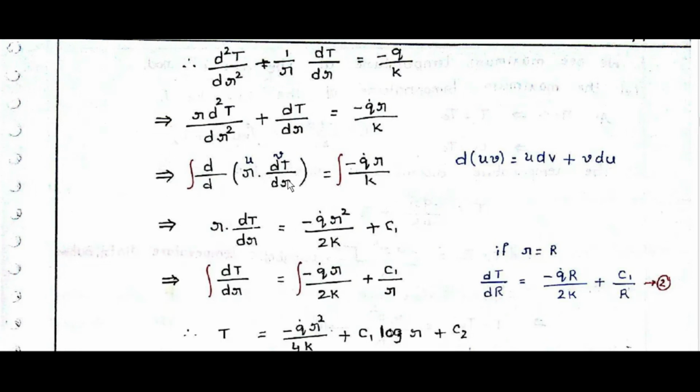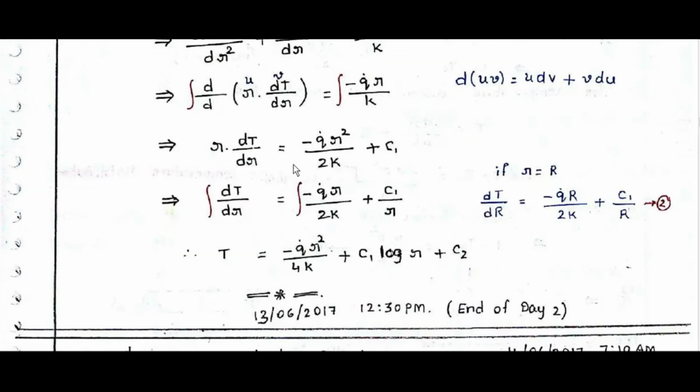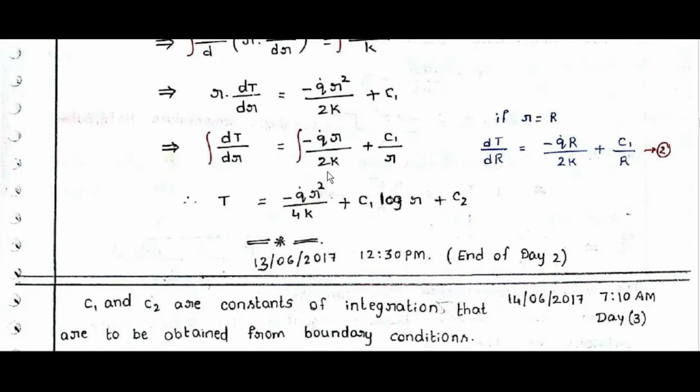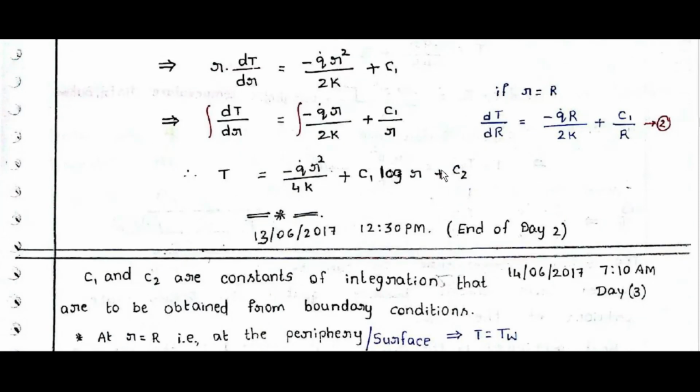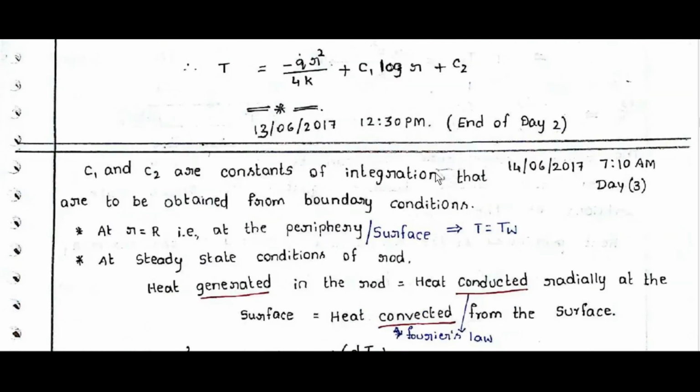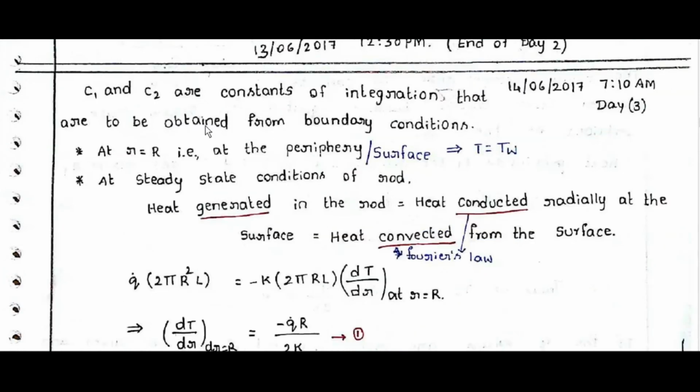d by dr of r dT by dr is equal to minus Q dot r by k. Integrating on both sides, r dT by dr is equal to minus Q dot r square by 2k plus C1. Again integrating, sending r to this side, then T is equal to minus Q dot r square by 4k plus C1 log r plus C2. C1 and C2 are constants of integration, obtained from boundary conditions.